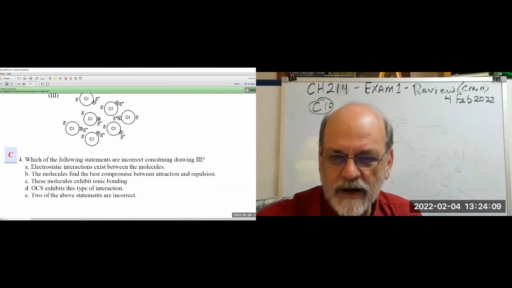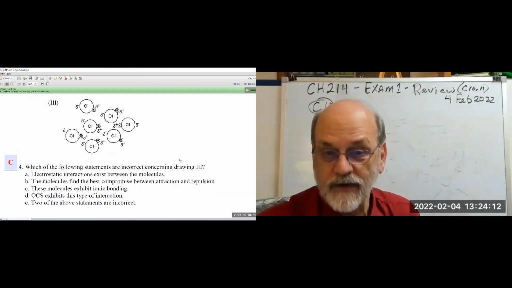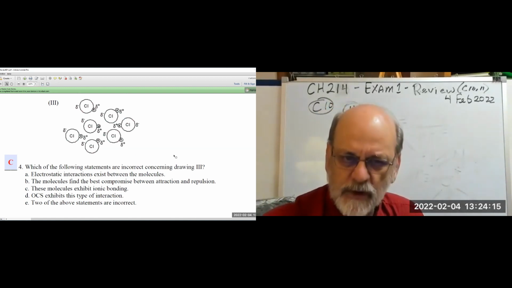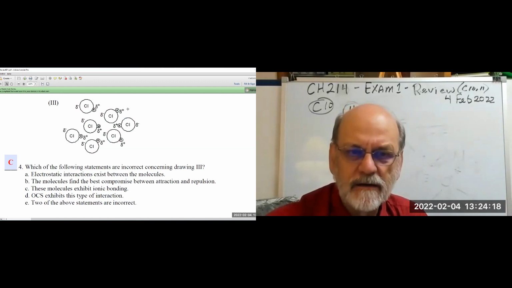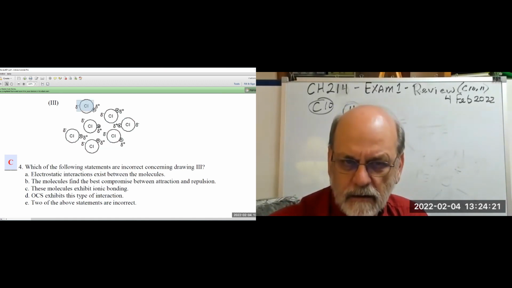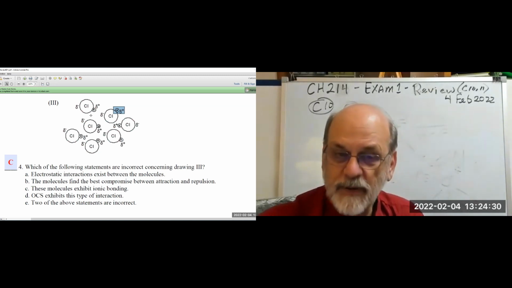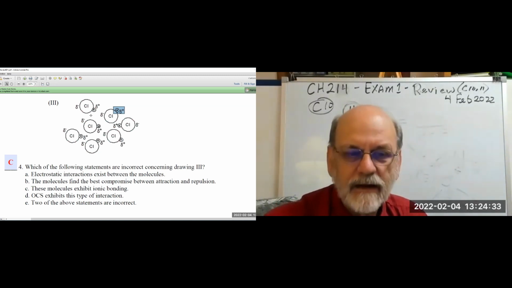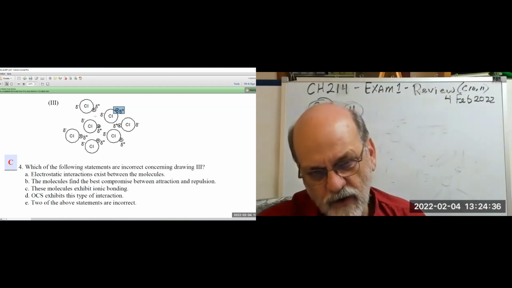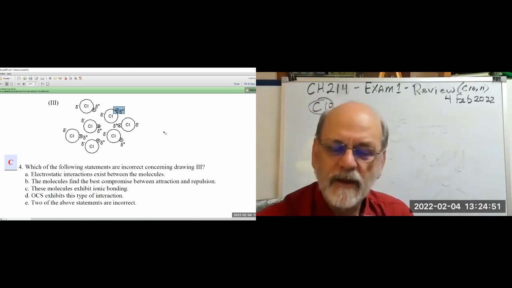Which of the following statements are incorrect concerning drawing 3? All right, so we don't need to look at the other guys, just 3. Well, let's see what we've got here. What does it look like? It looks like we've got a chlorine and we've got hydrogens. So this is hydrogen chloride, and it's drawn correctly. The hydrogen is the positive side, the chlorine is the negative side. And it looks like they're correctly lined up. Negative, positive. There's a negative, positive. There's a positive, negative. Okay.